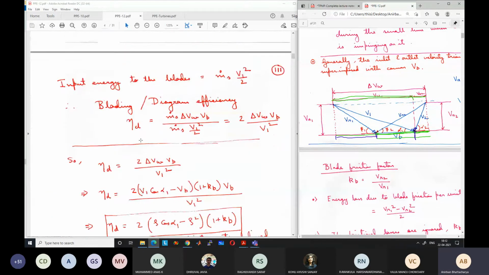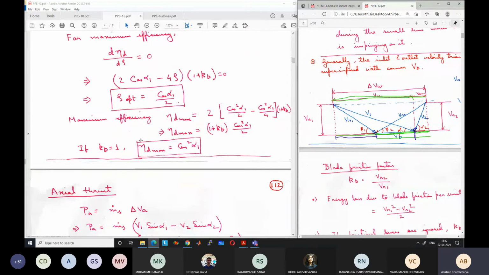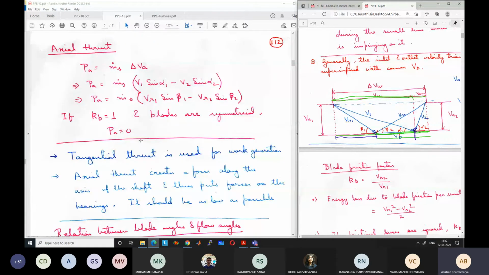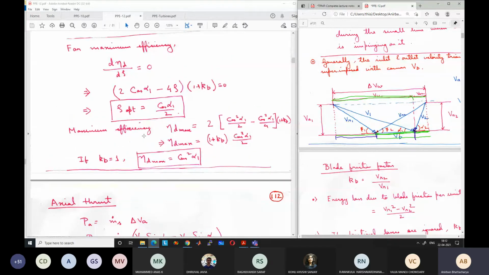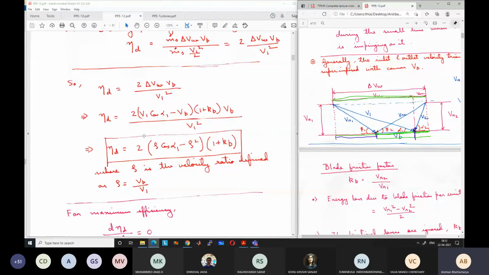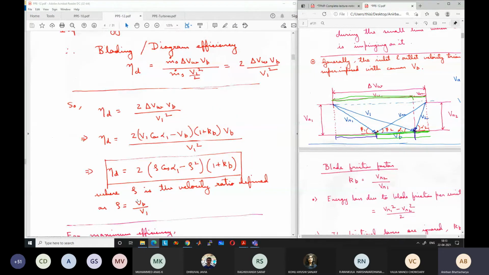Anyway, this is the efficiency expression, 2 delta VW VB by V1 square. Sometimes it is written by defining a ratio of velocities, known as the velocity ratio rho, which is the blade velocity divided by the nozzle outlet velocity, that is, the inlet flow velocity V1. You will see that we encounter these two velocities a lot. One is the blade velocity, because it depends on the design parameters, and the second is V1, because V1 is the velocity from the nozzle. It depends on how much enthalpy you have converted to kinetic energy.